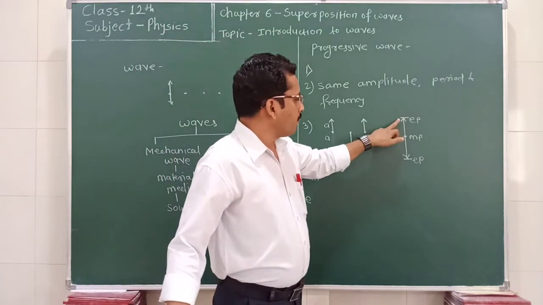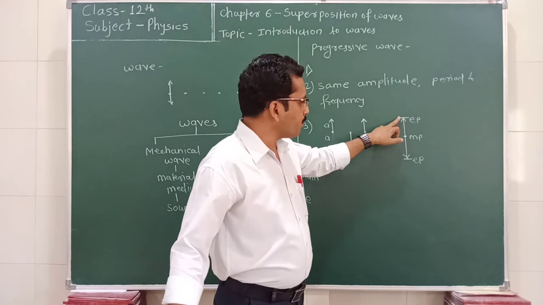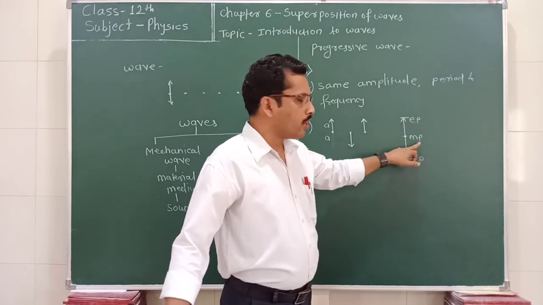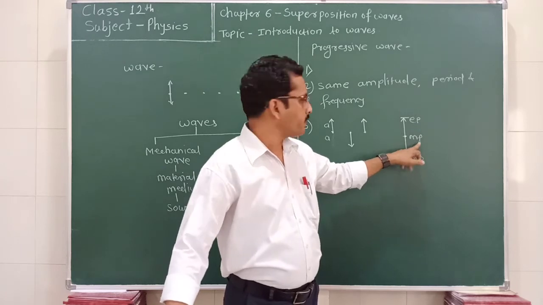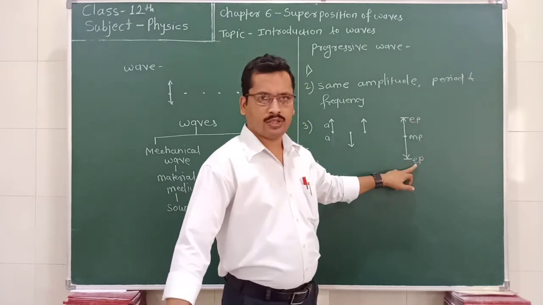When this particle is traveling from one extreme position to the other extreme position, it crosses the mean position with a very high velocity as compared to the extreme positions.